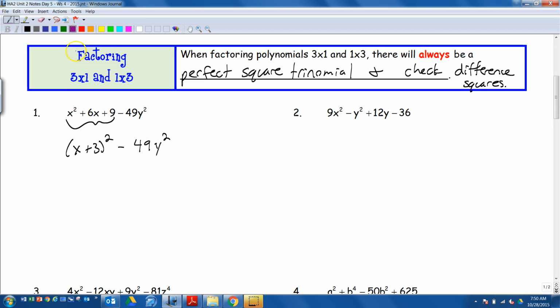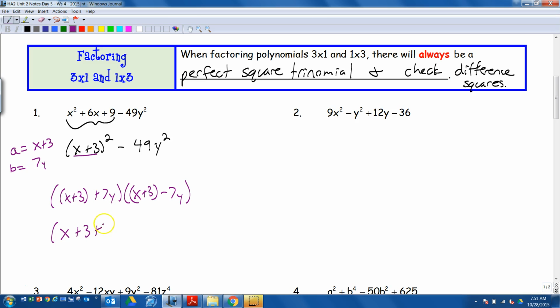And then if you look at this, there's something being squared here. This piece is being squared, and we can also say that 7y is being squared. So that means the a part of my difference of squares pattern is x plus 3, and my b part is 7y. So now I can use the difference of squares pattern. Remember, that's the one with the conjugates. So we have x plus 3 plus 7y, and then x plus 3 minus 7y. And then double check to see if you need to distribute negatives. You don't, so the final answer is x plus 3 plus 7y and x plus 3 minus 7y.